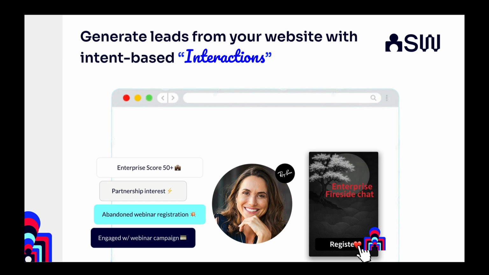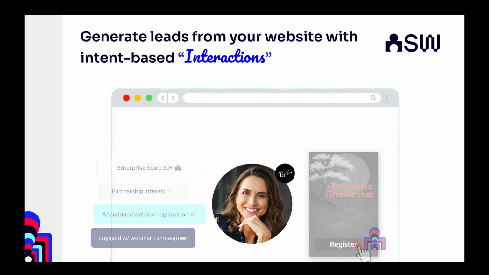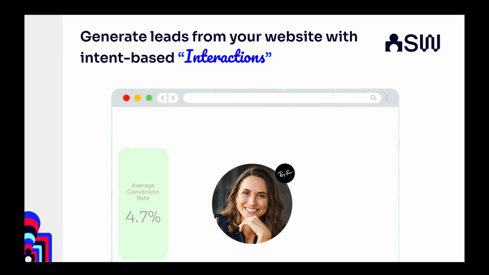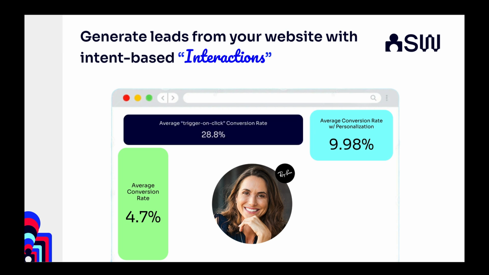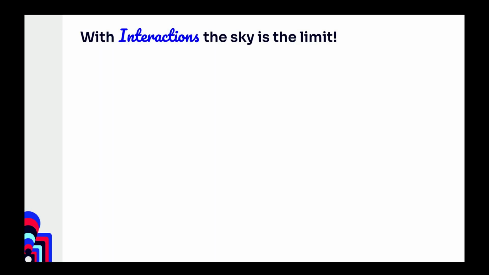And web interactions that are really targeted are so successful. We see average conversion rates on web engagements of almost 5%. We see conversion rates of up to 10% on personalized and highly targeted interactions. And to give you another example, when you trigger an engagement based on a click, we see conversions of up to 30% of such website content and interactions.